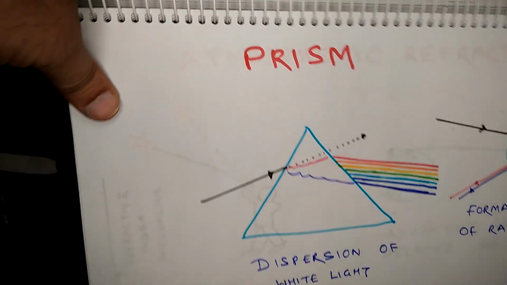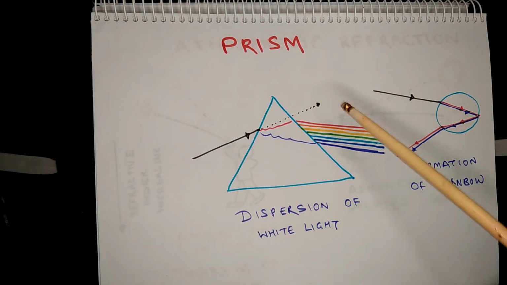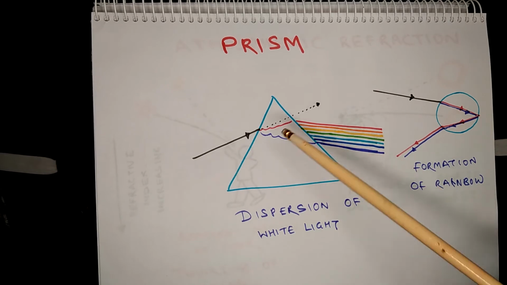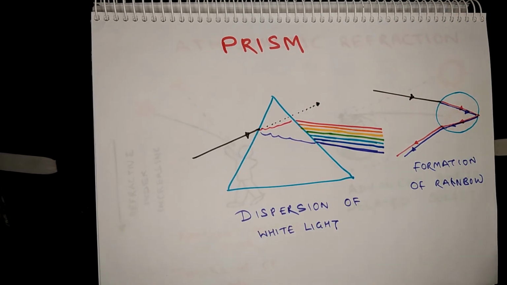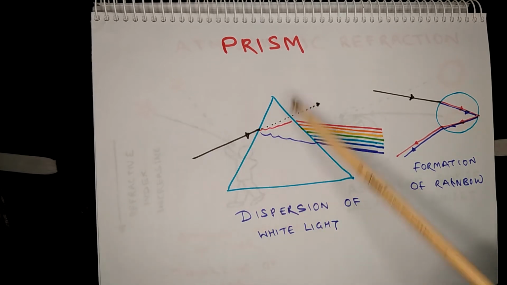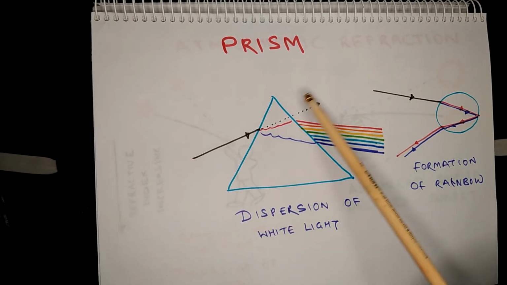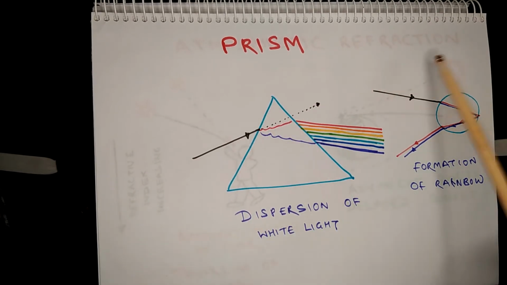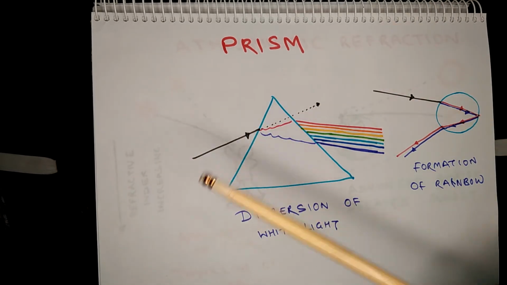Now let us move on to the dispersion of white light. This is a prism. A prism is a transparent object which is triangular in shape with rectangular side walls. Since a prism is usually made of glass, or it can be made of plastic, when a ray of light enters the prism from air, it undergoes refraction. So it will deviate from its normal path.